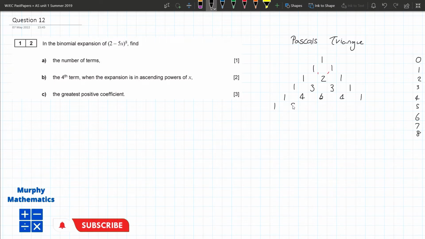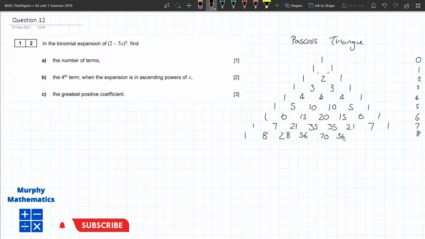So we're going to have 1, 5, 10, 10, 5, 1. Then 1, 6, 15, 20, 15, 6, 1. Then 1, 7, 21, 35, 35, 21, 7, 1. And the final one is going to be 1, 8, 28, 56, 70, 56, 28, 8, 1.